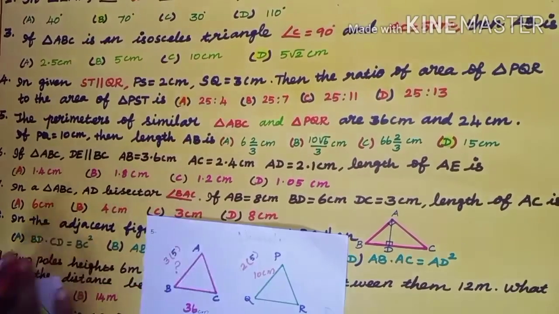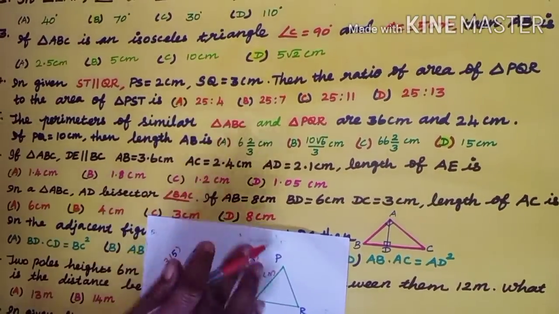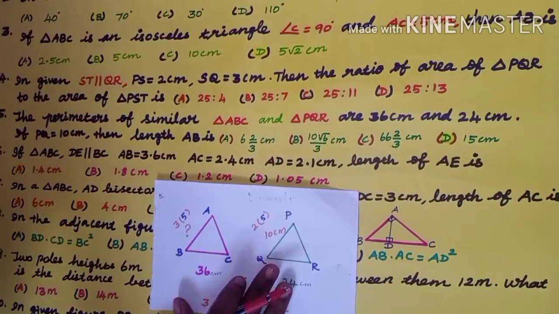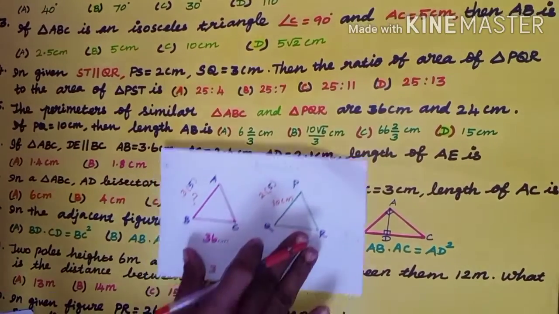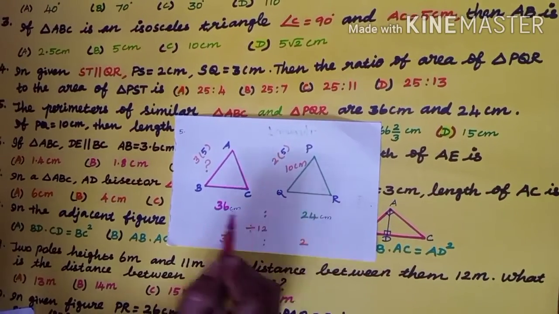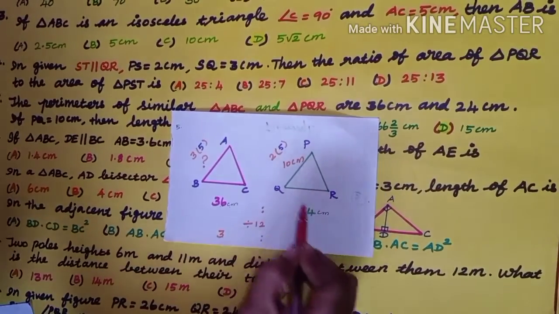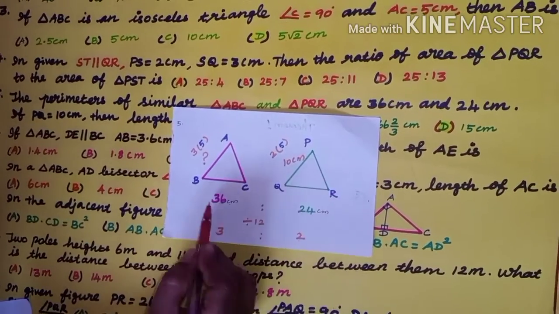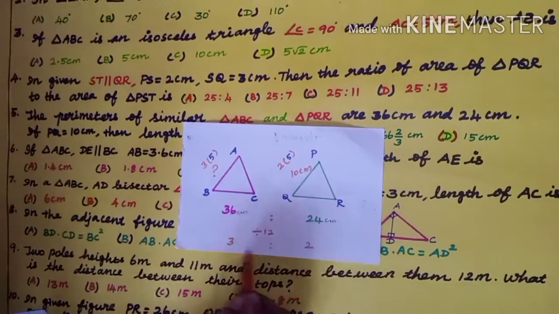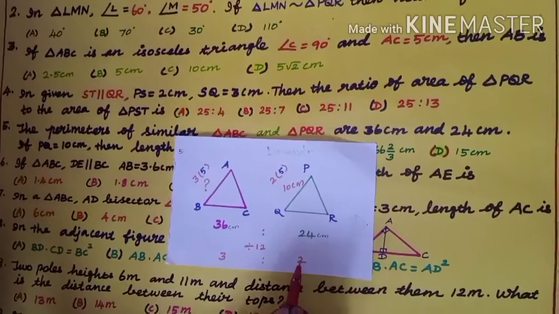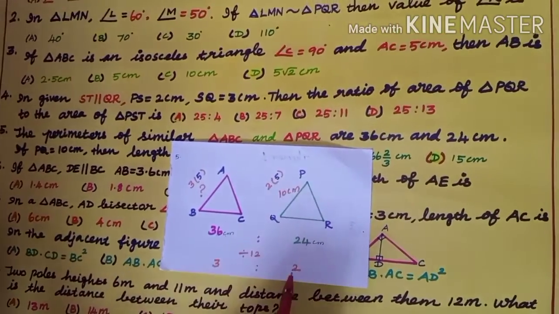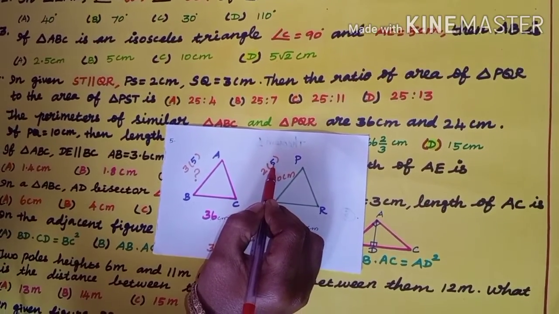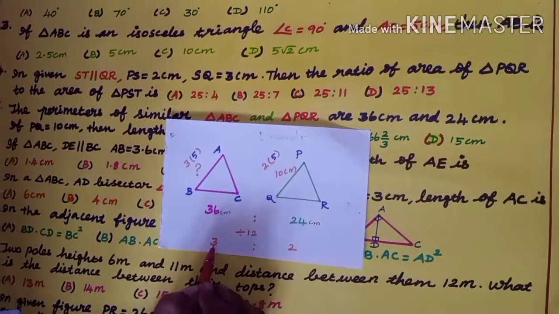Fifth one: the perimeters of the given two triangles are 36 and 24, and one side is given. This perimeter is 36, this is 24. What is the ratio? Taking the common factor 12, this is 3 times, this is 2 times. 3 is to 2 is our ratio. So 2 times how many is 10? 5. So 5 is the common constant. So 5 into 3 is 15.